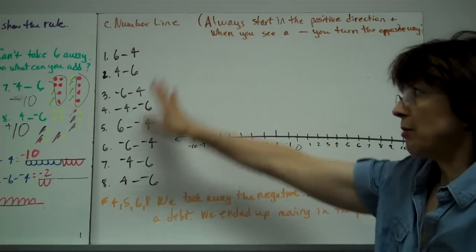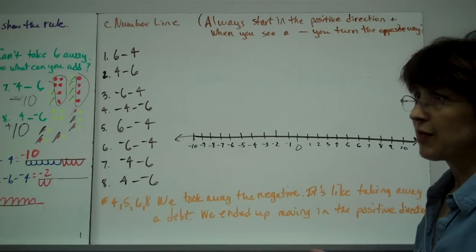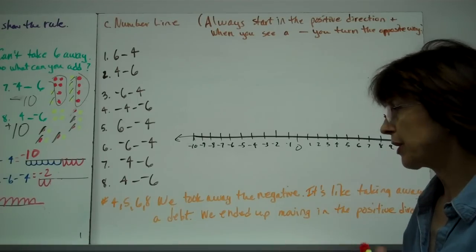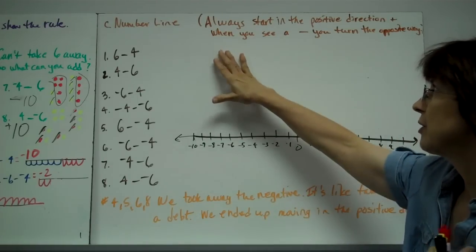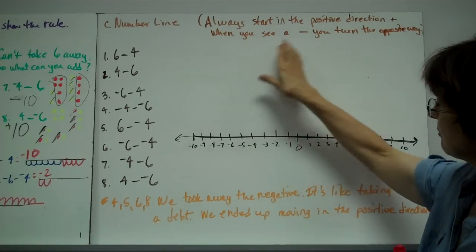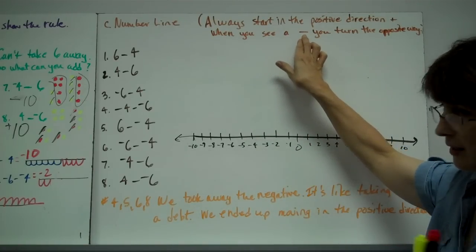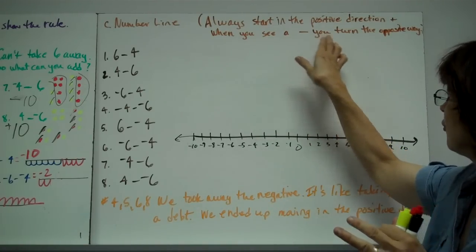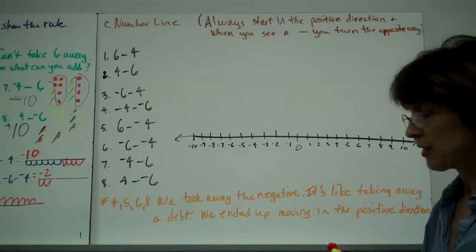All right, so same problem, so I'm going to have the same answer. Again, the thing I want you to understand is how to do it, how to manipulate all this. One thing to understand with the number line is you always want to start in the positive direction, have that positive attitude. But anytime you see a negative, a minus sign, an opposite, whatever you want to call it, you turn the opposite way. So we'll demonstrate this, okay?